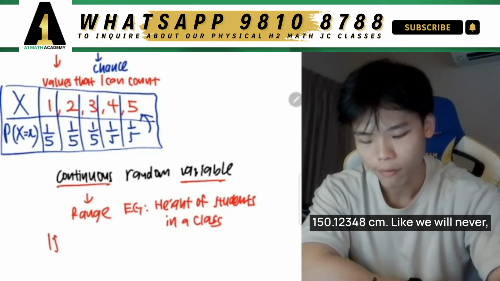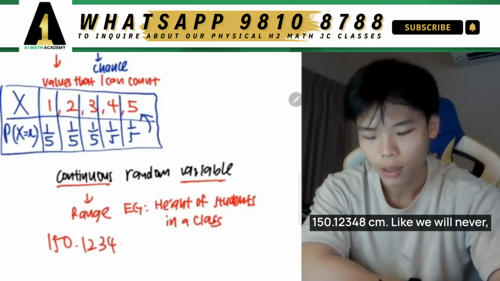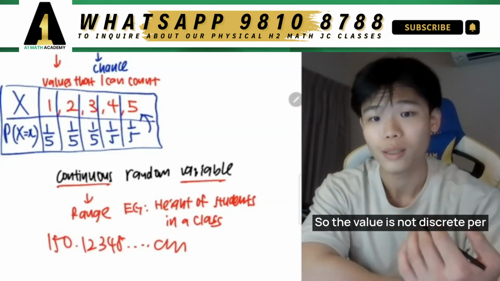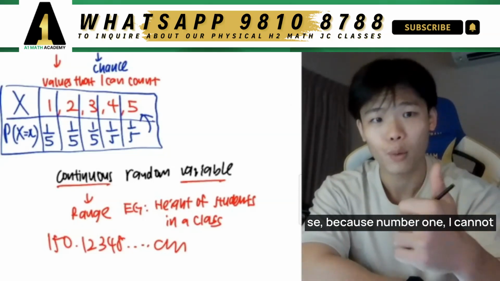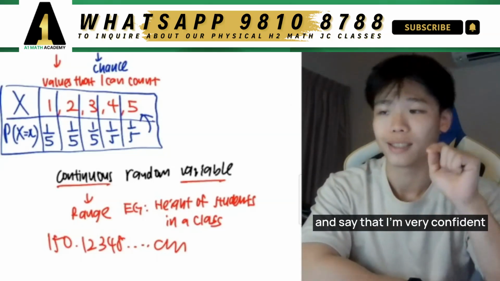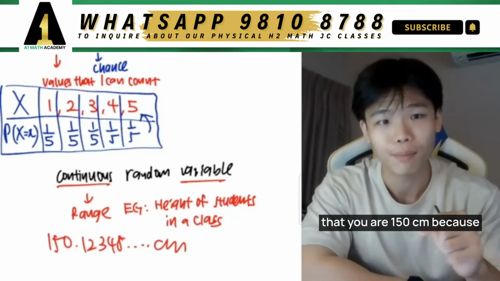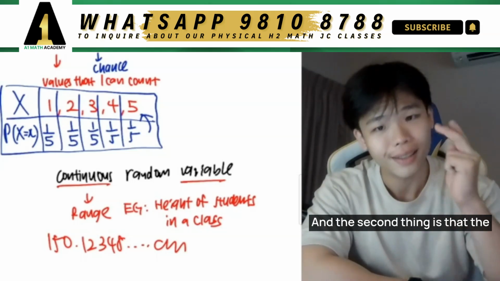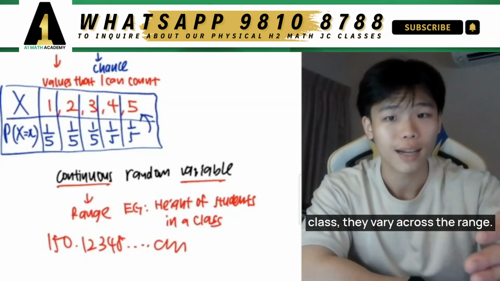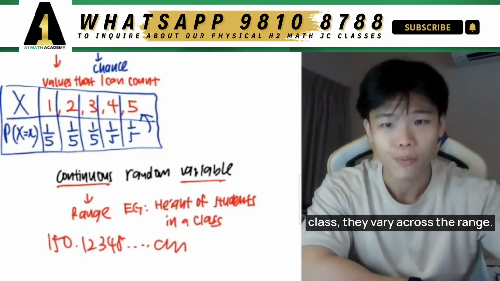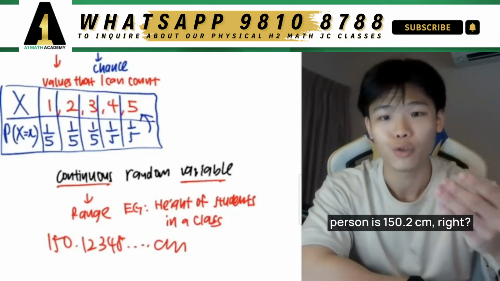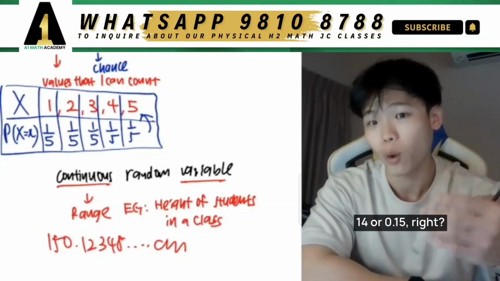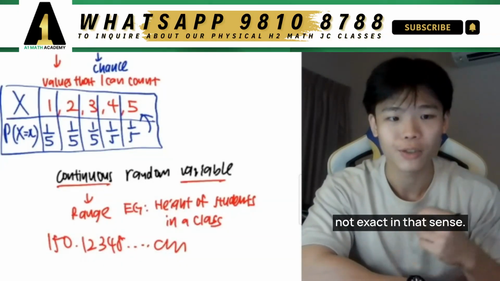Most likely your height is 150.12348 cm. Like, we will never ever be so specific, right? So the value is not discrete per se, because number one, I cannot directly pinpoint that value and say that I'm very confident that you are 150 cm, because you are 150.12348 cm, right? Your value is never certain. And the second thing is that the heights of the students in your class vary across the range. It's not like the next person is 150.2 cm, right? And even if it's 0.2, we can also argue that it can be 1.14 or 0.15, right? So the values are just not exact in that sense.